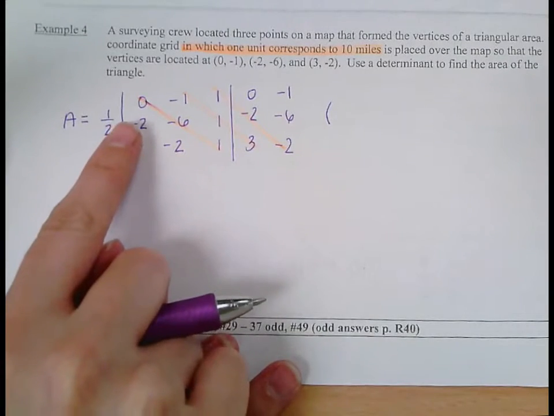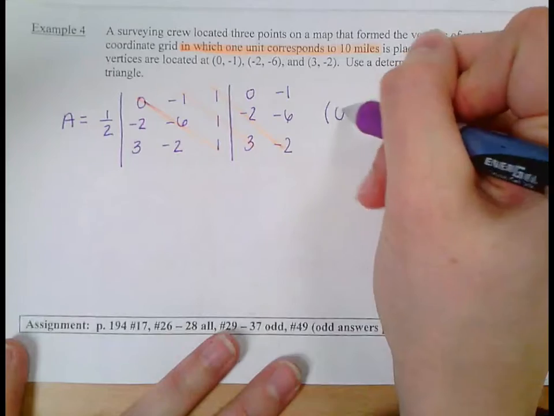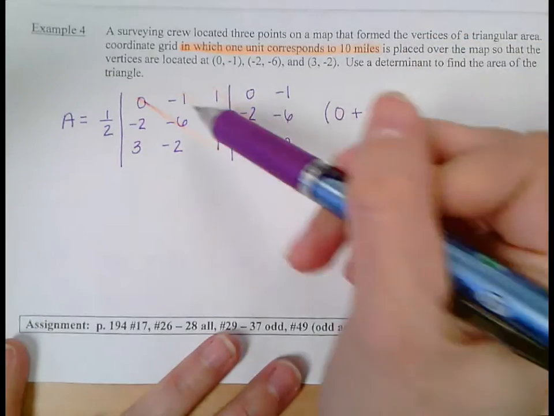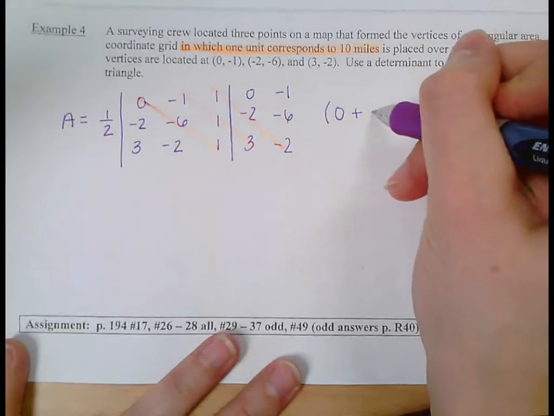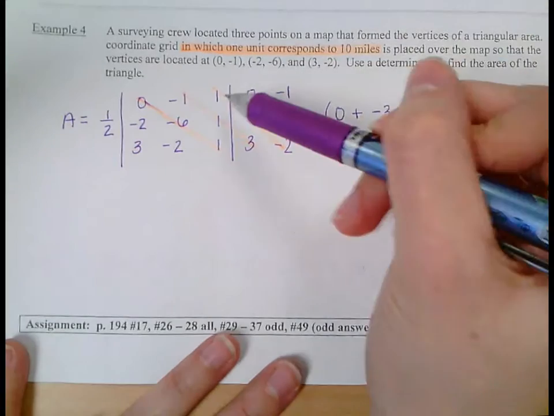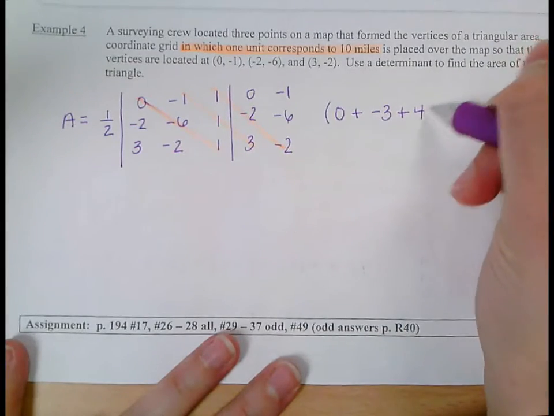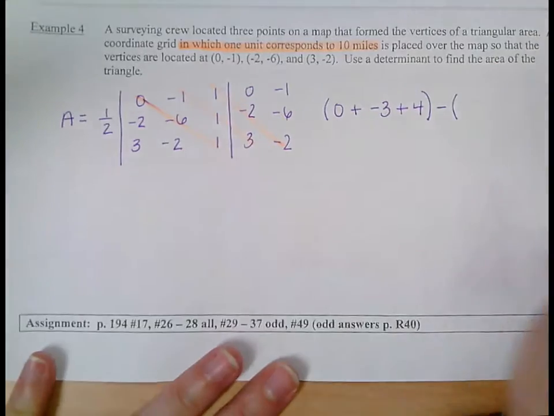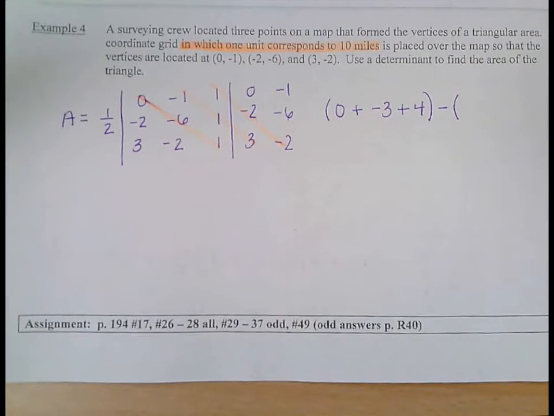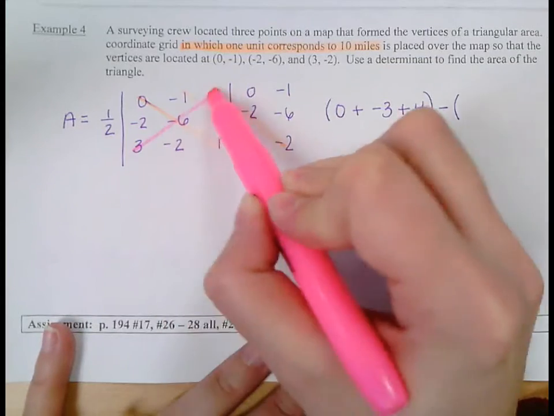So the first diagonal, I'm multiplying -6 and 1 by 0, that's just 0. Plus the second product will be -1 times 1 times 3, so -3. Plus the third diagonal, 1 times -2 times -2 is +4. And then I'm subtracting the sum of the 3 products starting in the lower left.